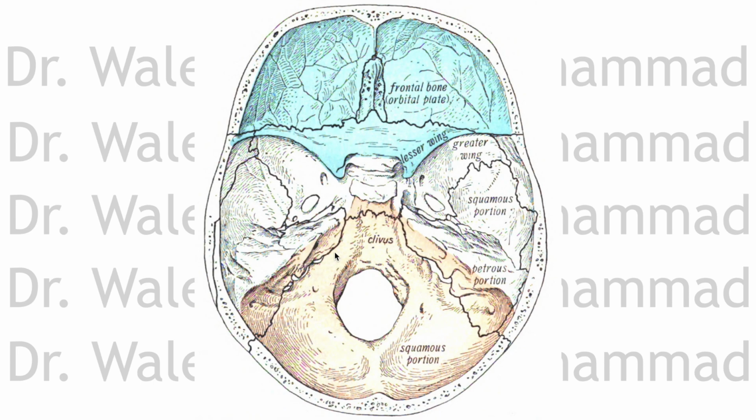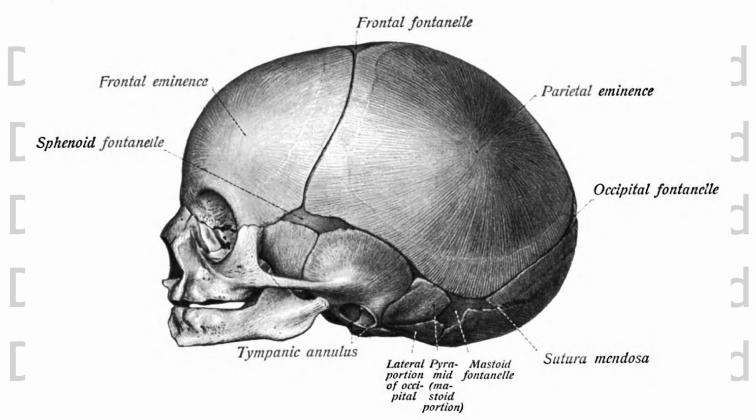Now, if this is the anterior cranial fossa, it has the frontal lobe of the brain. The middle cranial fossa has the temporal lobe of the brain. The posterior cranial fossa has not the occipital lobe of the brain, but the cerebellum, and do not forget that. So no brain lies here. Here lies the cerebellum.